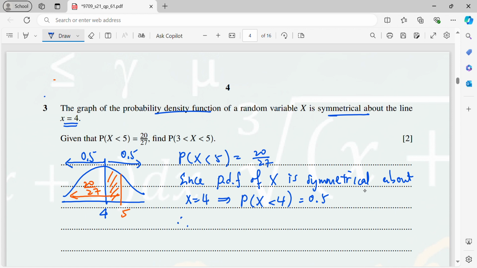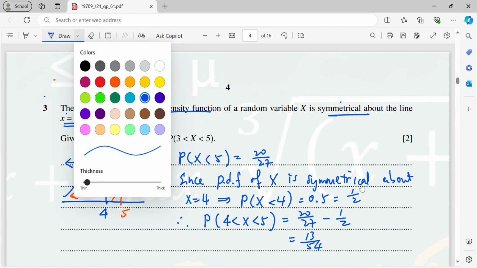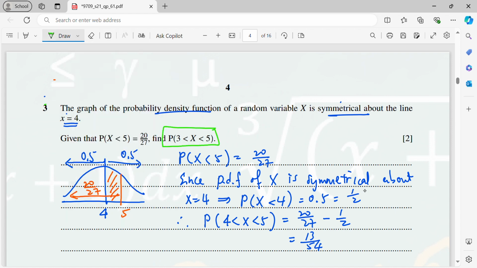So that means now P(4 < x < 5), as shown on the diagram here, the orange color, will be 20 over 27 minus 0.5. Then you will be getting 13 over 54. The 0.5, you can say this is half as well, so probably I will just write half. Now I found that the orange color is 13 over 54, and it's mentioned that it's symmetrical about x equals 4. Now, to get the probability of x between 3 and 5, here, this is your 3. Obviously, the 3 to 4 is the same as 4 to 5.